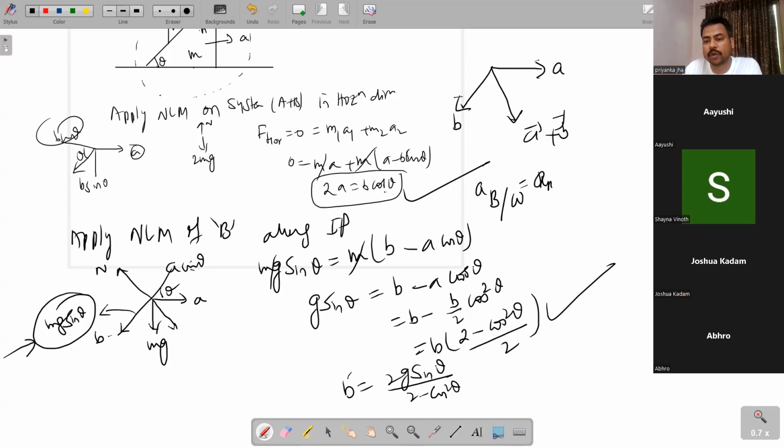Is acceleration of block minus acceleration of wedge. So acceleration of block, this is with respect to ground. So this is acceleration of block with respect to wedge plus acceleration of wedge. So this plus this, na? And then you have to find the magnitude of this vector.